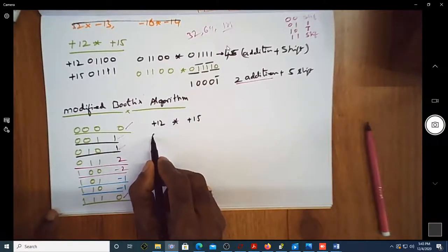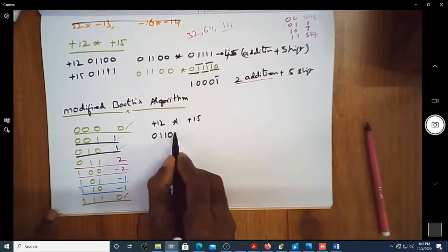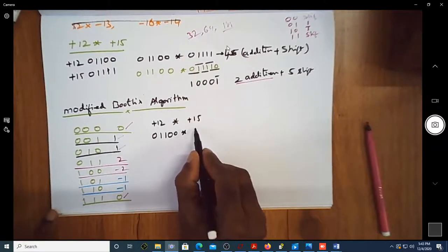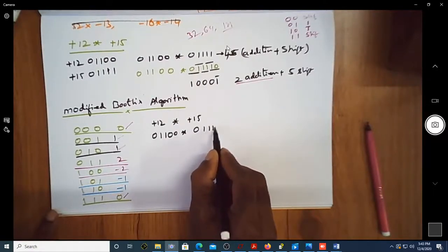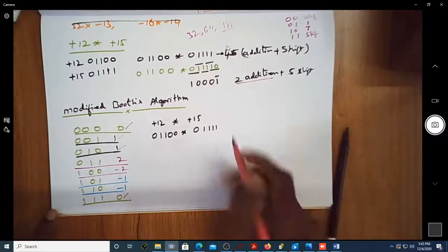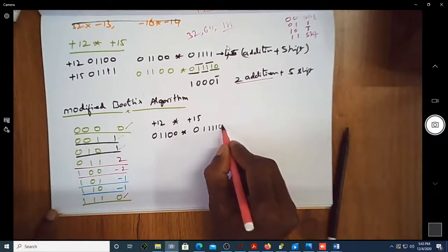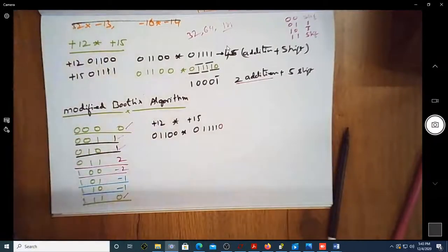So I know that plus 12 is 0 1 1 0 0, then plus 15 happens to be 0, and then this is my 15 number. So let me append with a 0. Let me start grouping in threes.